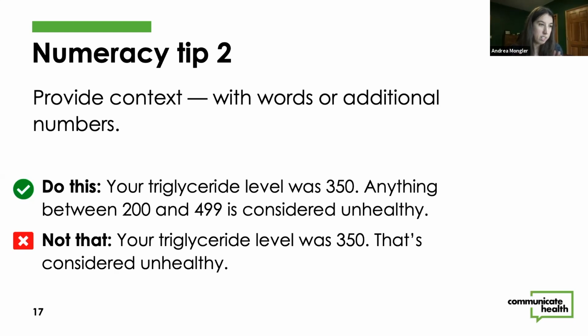So would there be a risk that they might think that higher than 499 is okay? And that's a fair point too. Maybe that's an example where you need to add a little bit more context to actually explain that anything above this is more unhealthy, anything below this is healthier, that kind of thing. So you might need a little additional context there.